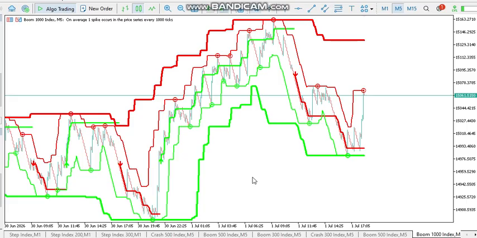So inside this particular video, I want to show you how this particular indicator works on Boom 1000 on 5-minute time frames.